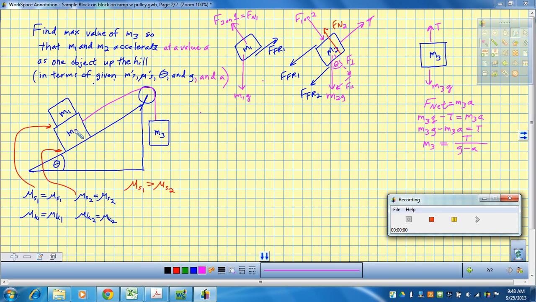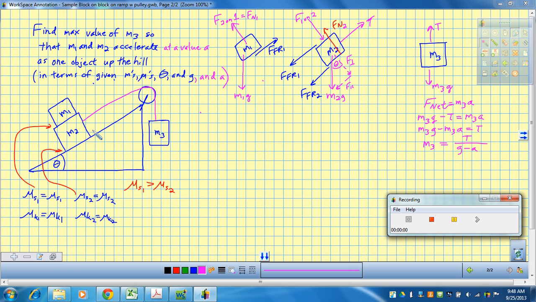I want to figure out how much mass I can make M3 have and yet still have the condition that M1 is at rest relative to M2 in place. So M2 is going to accelerate up this ramp, but M1 is going to stay on top of it and accelerate with it.